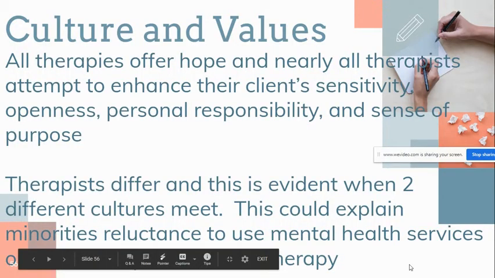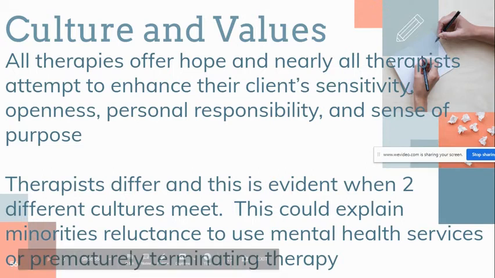All right, and then culture and values. Everyone has different cultures, different values. So if someone from an Asian culture, where they're more community-minded and collectivist, comes to America and gets therapy where we're more individualistic, that might not help their problem, because we're talking about you, but their whole life they've grown up thinking we. So they're not connecting. You know what I'm saying? If you don't have a connection, you're probably not going to get helped as much. So therapists do differ, and that's evident when two different cultures meet.